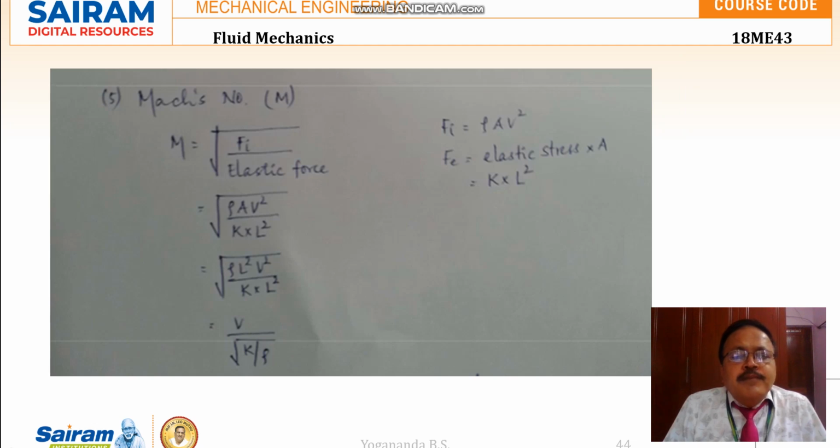Mach number M. It is square root of inertia force by elastic force. Inertia force is rho AV square. Elastic force is elastic stress multiplied by area. Elastic stress is K, into area written as L square. L square gets cancelled, both in numerator and denominator. We have Mach number as V divided by square root of K by rho.